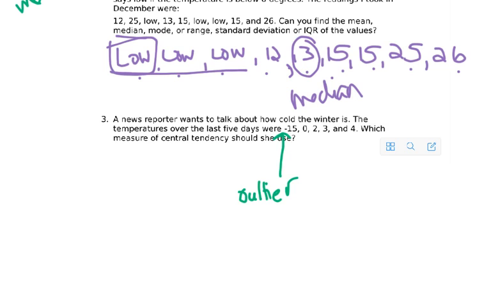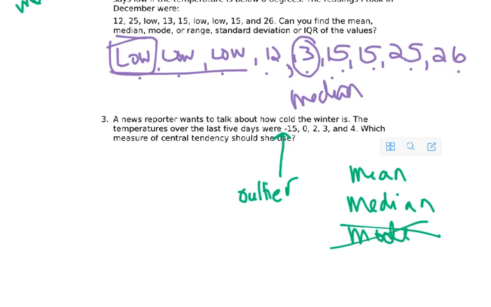So if you have an outlier, which measure of central tendency is going to end up being the best to represent this data? Remember, the measures of central tendency are mean, median, and mode. First of all, there is no mode. So if there's no mode, it's not very helpful. The median's easy. The median is 2 because it's the middle number. If you were to actually go find the mean and add those numbers and divide by 5, you should find out that the mean is negative 1.2.